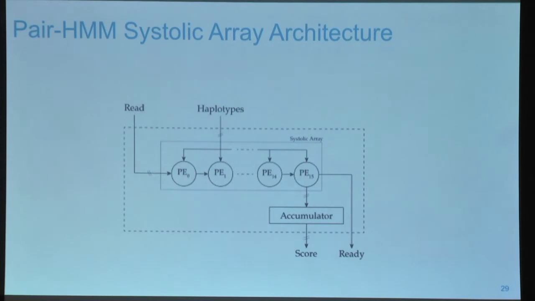So that looks something like this. We stream in the reads from this side. We stream in the haplotype from the top. And these processing elements each calculate the desired output for one matrix element. So they do this in a pipeline fashion. I believe for this implementation, they take 16 cycles.